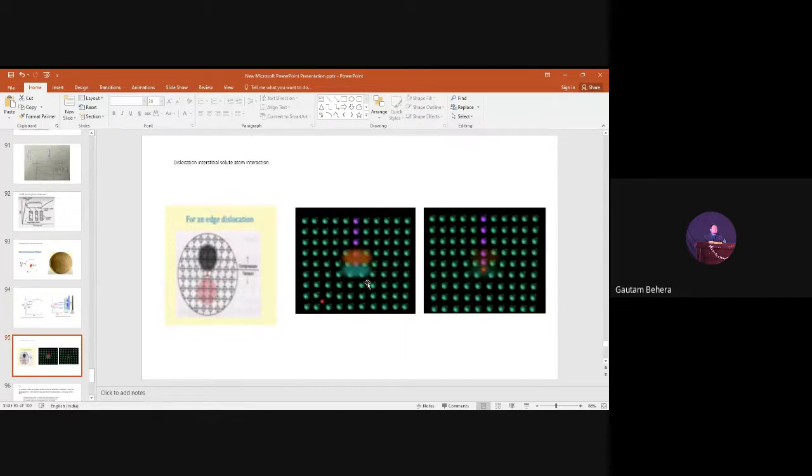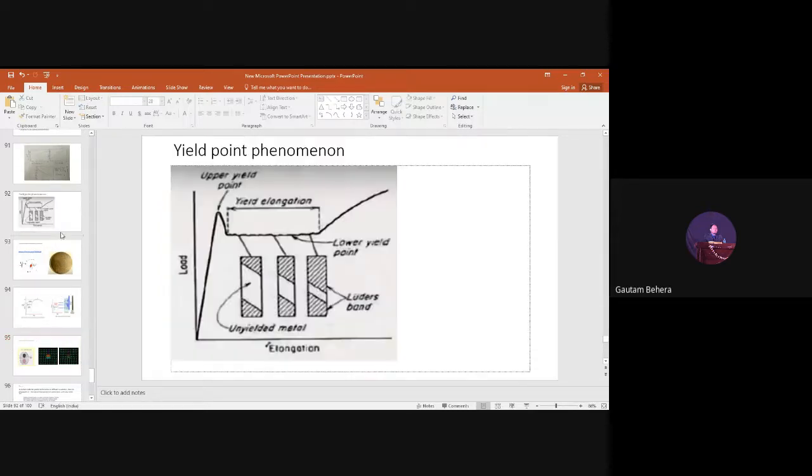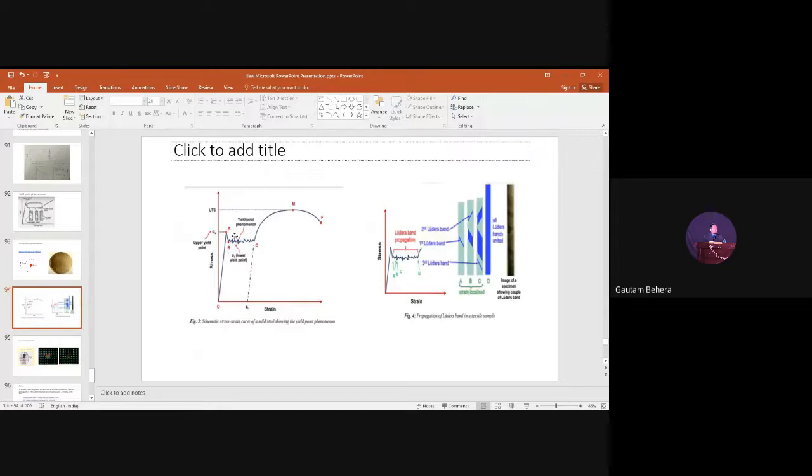So technically, people call this the Cottrell atmosphere, basically for steels. That is an atmosphere of solute atoms like carbon and nitrogen at the core of the dislocation, right? Which pin the dislocation. The dislocation movement will be hindered. It requires more stress to move again. So that gives rise to this upper yield point and lower yield point phenomenon. And these serrations also. Serrations means pinning and unpinning, pinning and unpinning, pinning and unpinning like this.